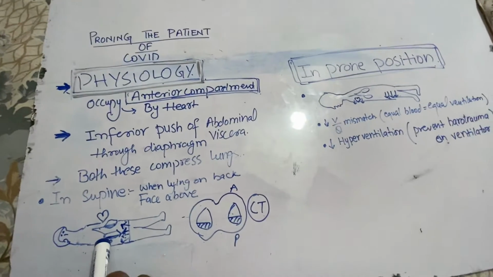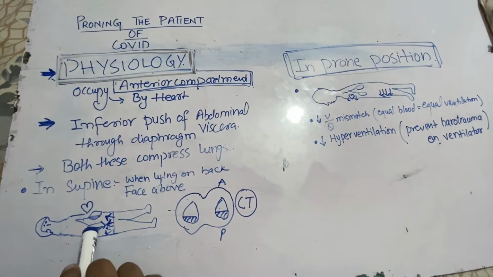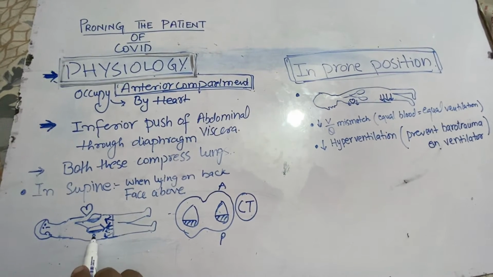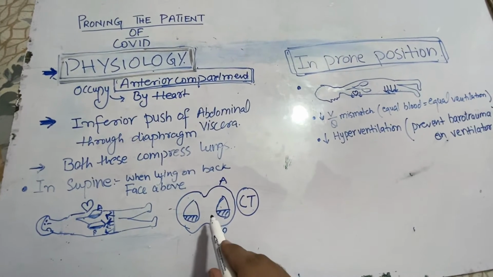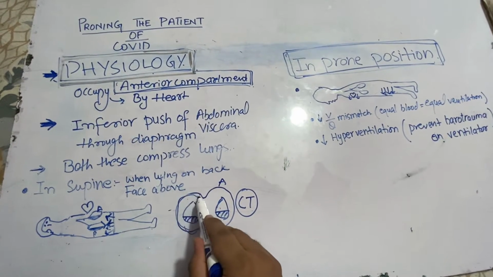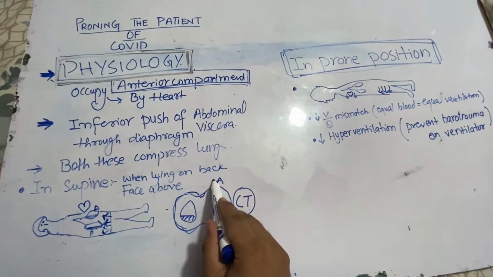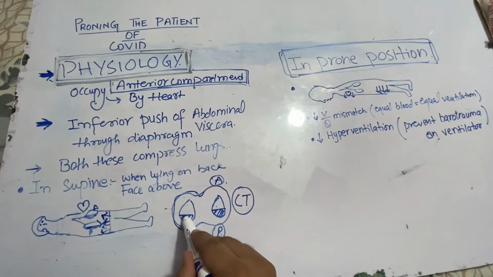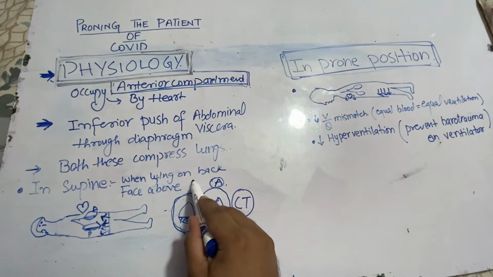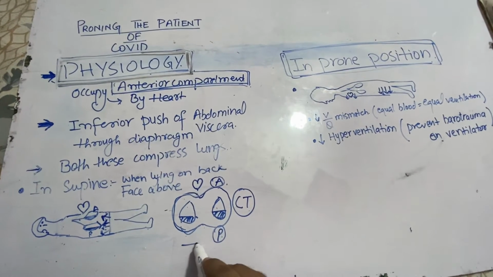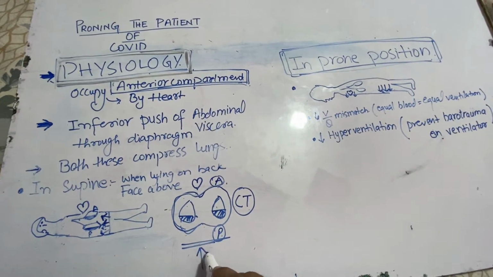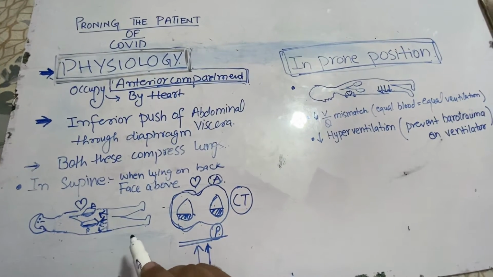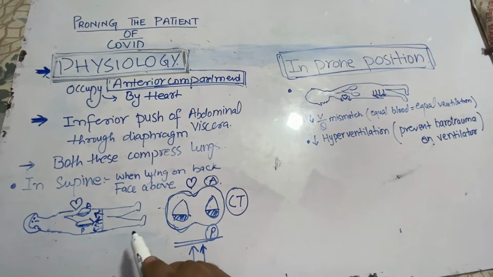So both these pressures in the supine position affect the posterior alveoli. As you can see, this is the posterior portion, this is the anterior portion, and similarly in the CT, this is the cross section. The anterior and the posterior parts of the alveoli are collapsed, because on the anterior surface we get pressure from the heart, and from the lower part we get pressure from the diaphragm with the viscera pressing upwards. So all these conditions cause the posterior alveoli to collapse.